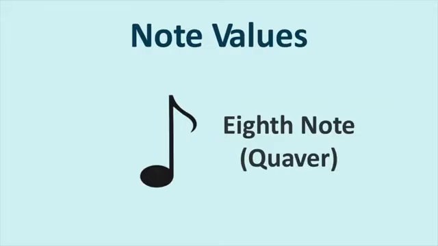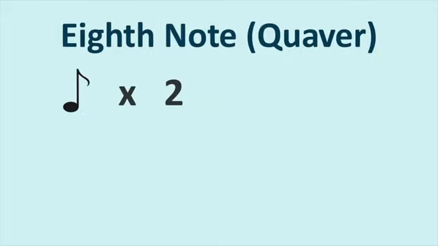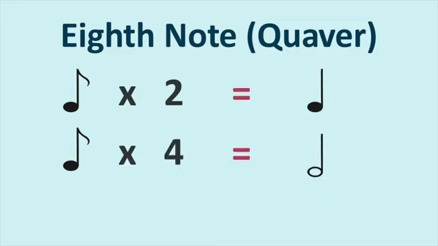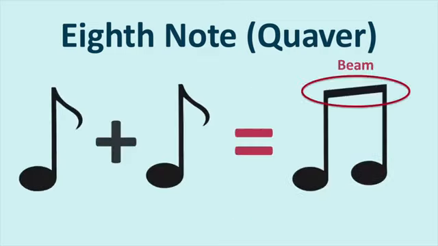Some notes have 1 or more flags. An eighth note or quaver is like a quarter note plus a flag. And 2 eighth notes equal 1 quarter note. 4 eighth notes equal 1 half note. And 8 eighth notes equal 1 whole note. The eighth notes can be tied together with a beam.